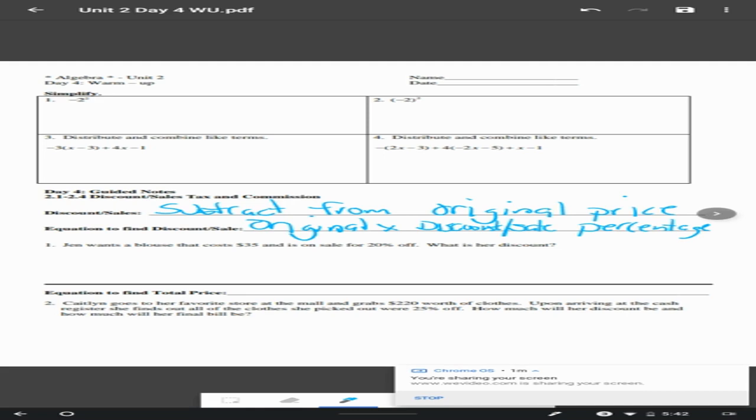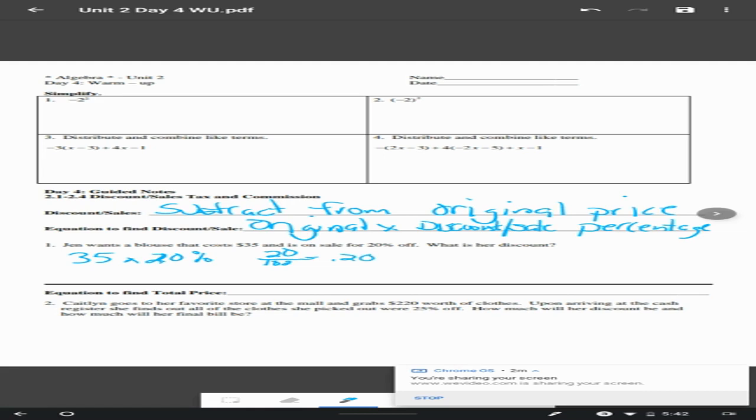So the first one, it says Jen wants to buy a blouse that costs $35 and is on sale for $20 off. That means we're going to be subtracting. So her discount, before we even get to that subtraction, we just take the $35 and we multiply it by my 20%. Now, this is how we change a percent to a decimal. In my calculator, I take 20, I divide it by 100, and that gives us what my decimal is supposed to be, and that's 0.20.